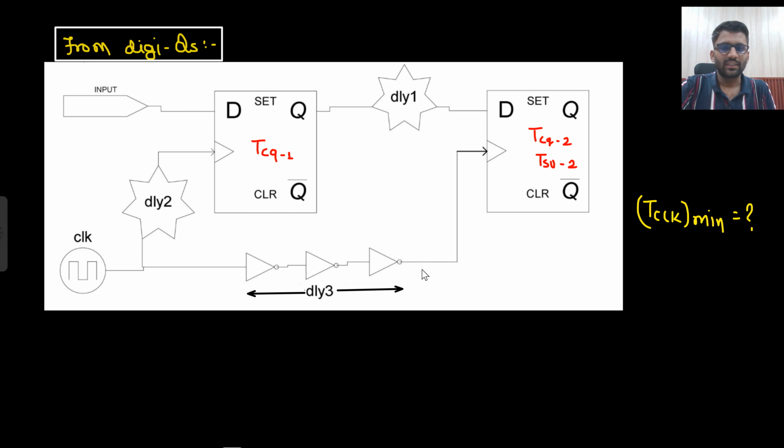So now this question is given: delay 2 mentioned, delay 1 mentioned here, clock to Q is mentioned, setup time 1 is not required here because input is fixed, and setup time 2 is mentioned, and these 3 inverters are there. Both are positively triggered. All combined give you a delay of 3. So what should be your T clock minimum? So what will you do?